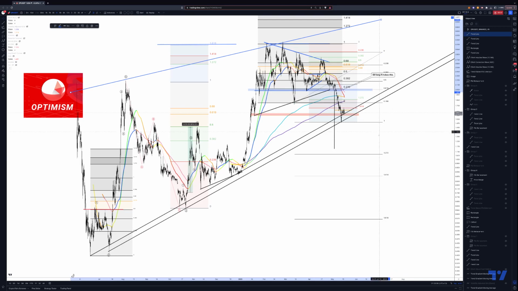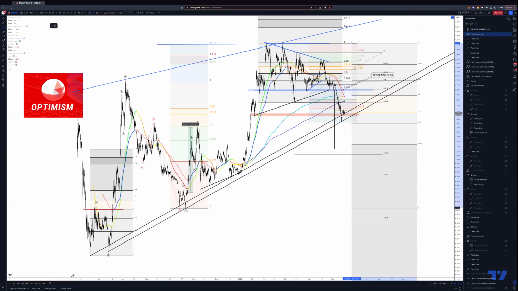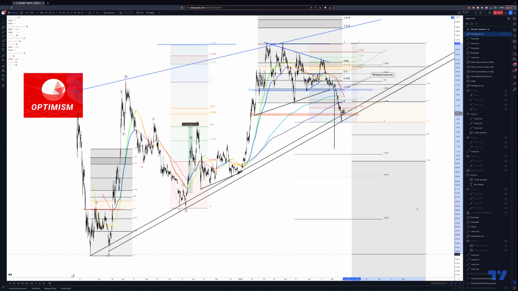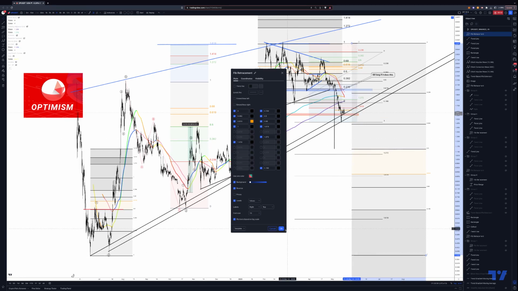Now let's see if this has any confluence with Fibonacci. So we get a swing high, and we come down to this one here. It is a 0.786 maybe. And then if we look at the third one down, let's just put this in there. It's 0.5. So that could be a major target as well.